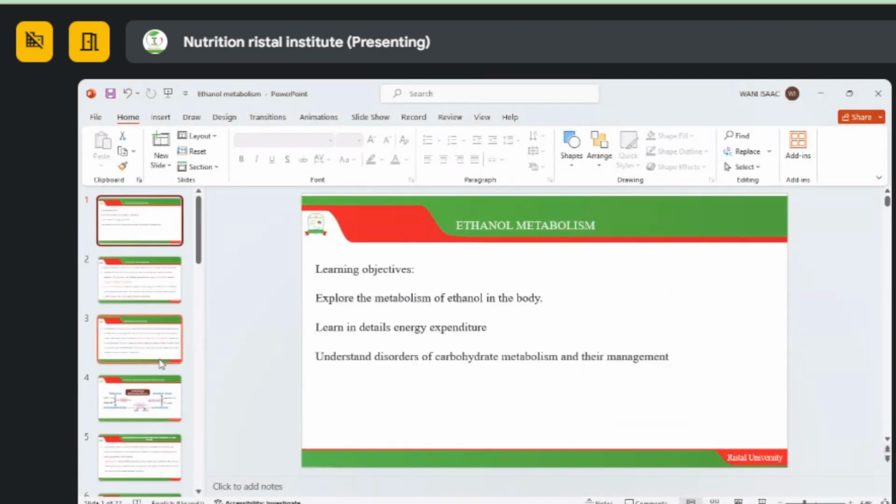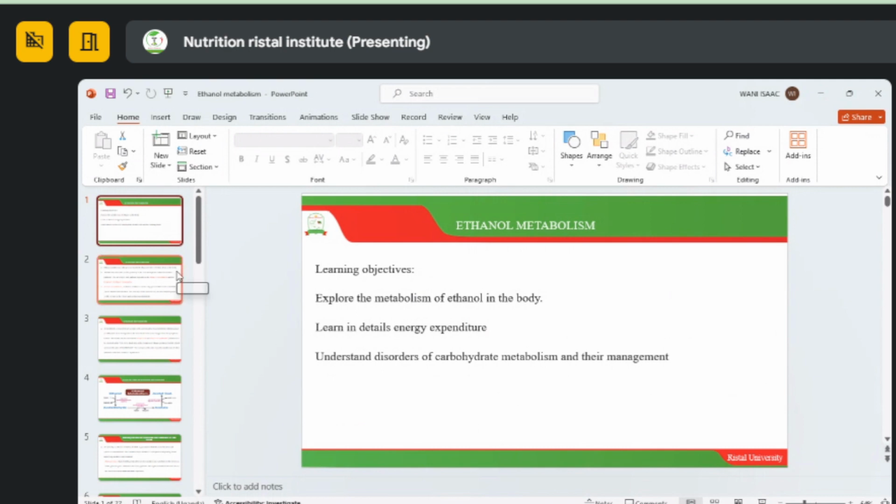So to kickstart with ethanol, the learning objectives for this lecture today are to explore and go in length to understand the metabolism of ethanol in the body. First, to understand what ethanol is: an alcohol. We shall get to that later. And learn in detail the energy expenditure. We'll also understand disorders of carbohydrate metabolism and their management. All those disorders, how can you manage them?